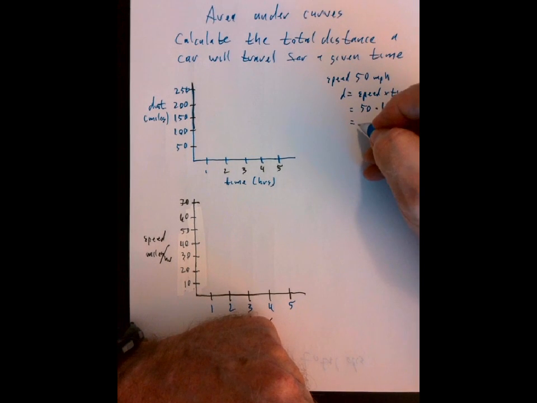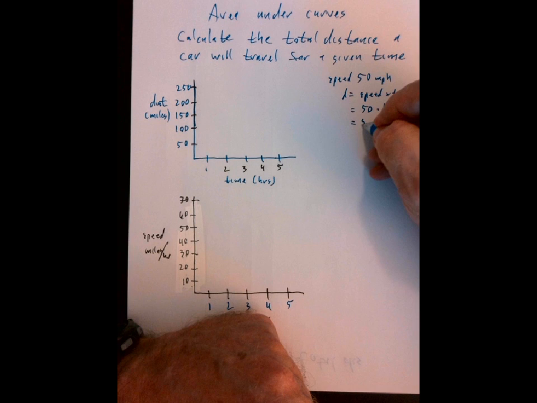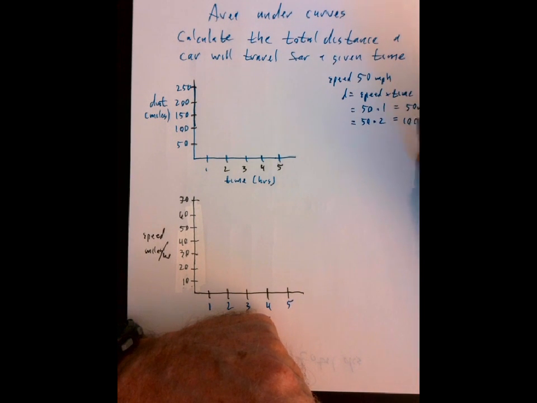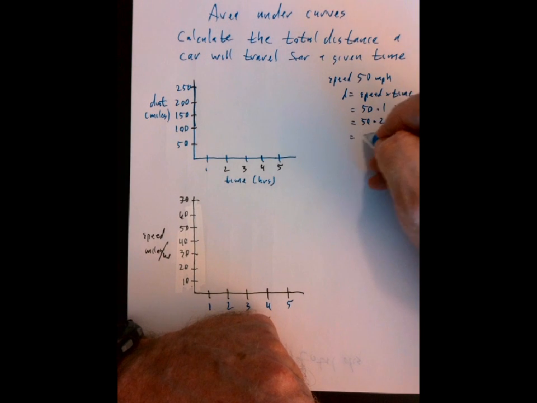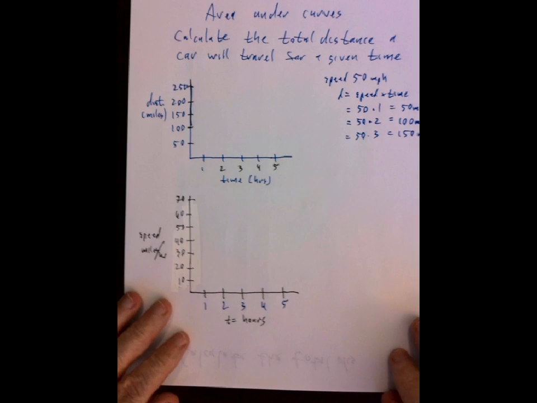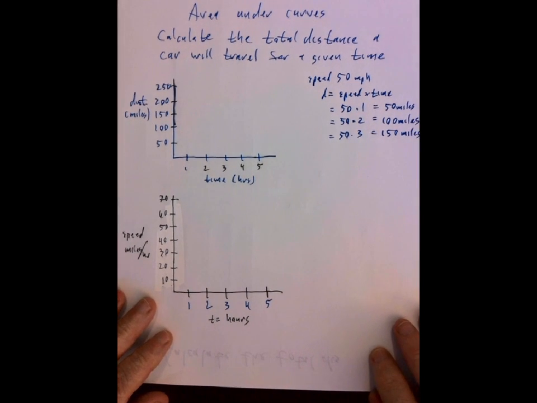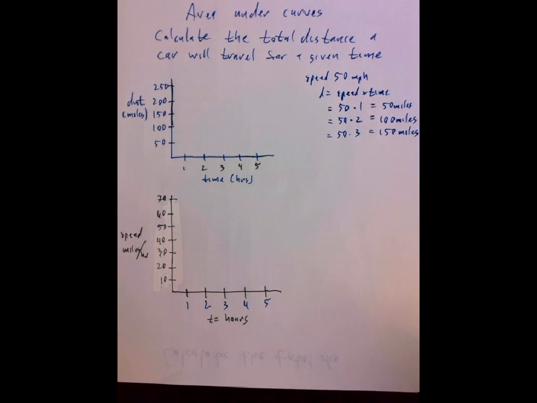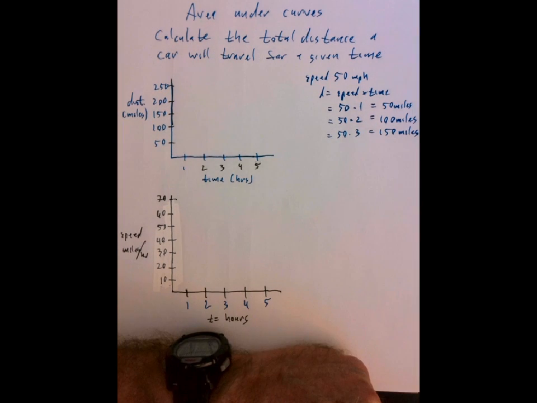For 2 hours, it would be 50 times 2, right? 50 miles per hour times 2 hours will give us a total of 100 miles. Or if we traveled for 3 hours, just to beat a dead horse here, that would be 150 miles, wouldn't it? Okay, now you're saying, well, that's cool, but we sort of already knew that. We've got the distance formula, so what? Well, let's make a graph of that over here.